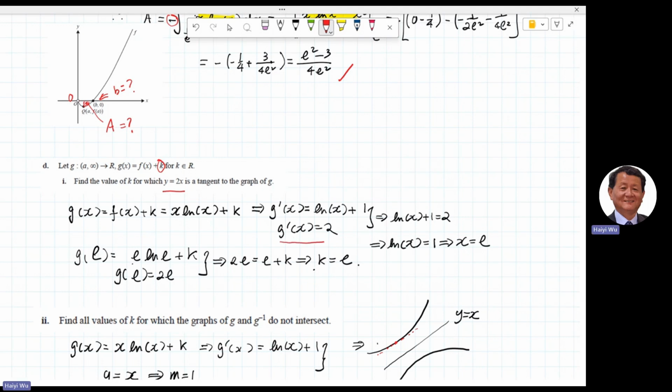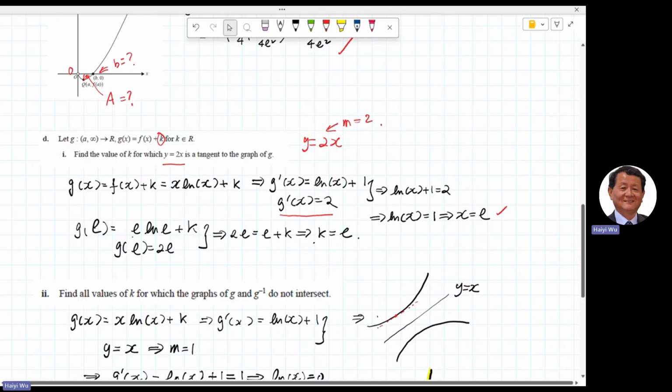So when the derivative of g(x) equals 2, because y equals 2x, that's the gradient we are given, which is 2. So therefore we solve for x, which is e. Now because of the e, this x is the point on the tangent, which is on the graph. So we substitute into the g. Because y equals 2x, the y becomes 2e, since x is e.